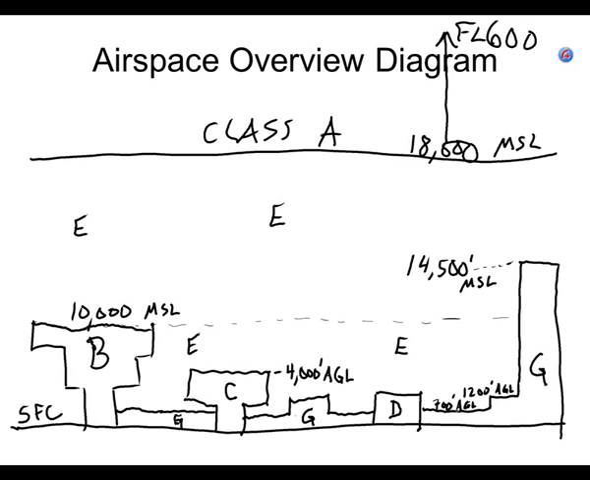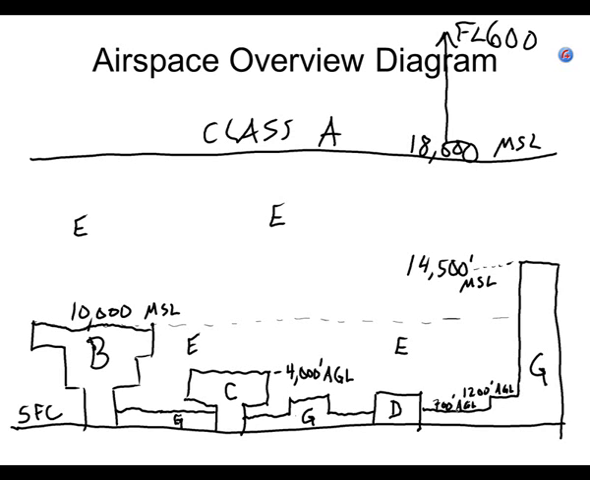So if you notice, we did class A, so now we look at class B. Class B goes from the surface to 10,000 feet. It's an upside-down wedding cake. If we look at the next busiest type of airspace, it's class Charlie, class C airspace. It usually goes up to about 4,000 feet, and it's just the first two pieces of an upside-down wedding cake. It goes to the surface.